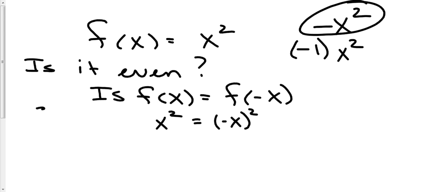Okay, so if I square negative x, I'm squaring the negative and I'm squaring the x. Well, negative times negative is a positive, right? So this is x squared, and that equals x squared. That's a true statement. Okay? So this is an even function.